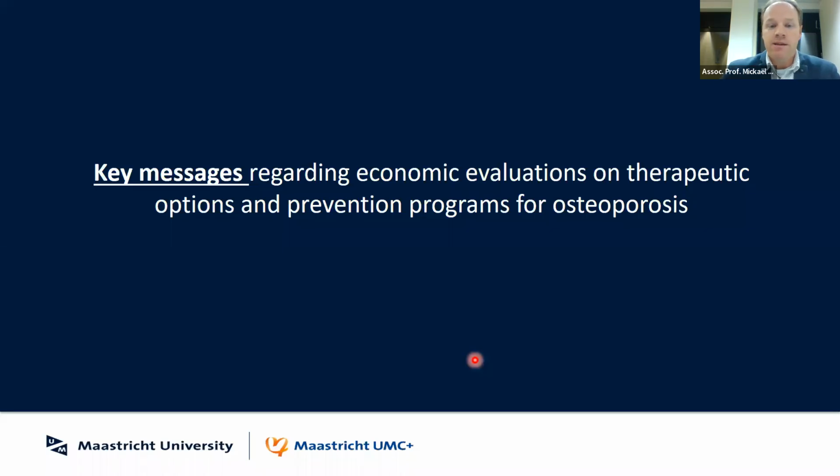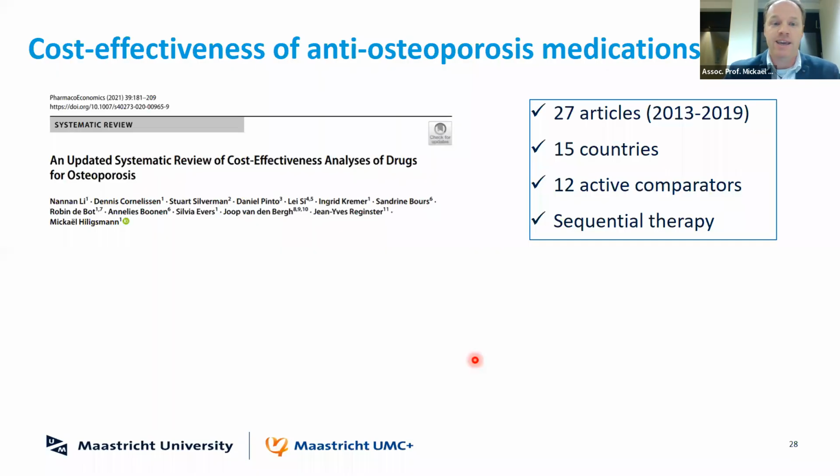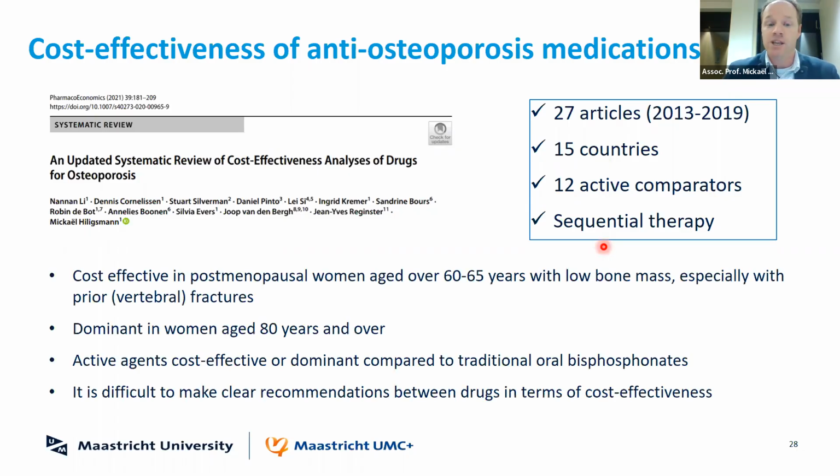Now I will present the main findings from economic evaluation in the field of osteoporosis, including several systematic reviews. And first, an updated systematic review of cost-effectiveness analysis of drugs for osteoporosis in women published in 2021. This review identified 27 articles in 15 countries using 12 active comparators, but also some sequential therapy. What are the main messages?